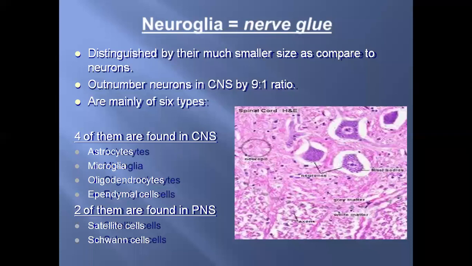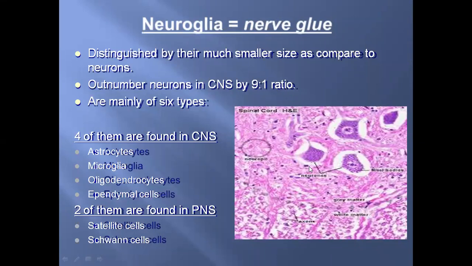They are mainly of six types: four types are present in the CNS and two types are present in the peripheral nervous system. The cells present in the central nervous system are the astrocytes, microglial cells, oligodendrocytes, and ependymal cells. The two found in the PNS are the Schwann cells and the satellite cells.